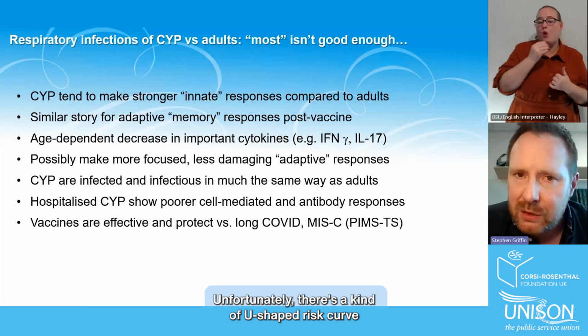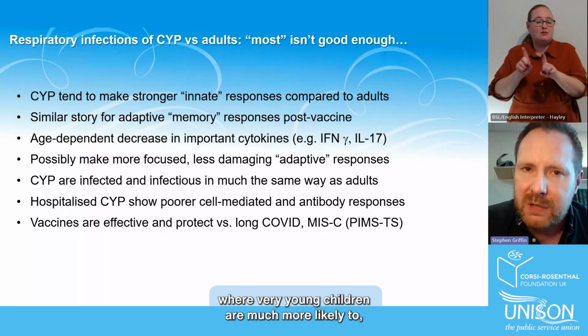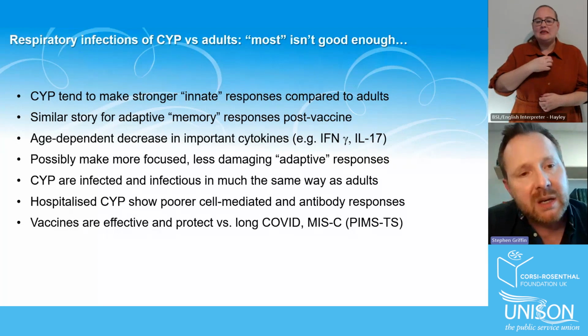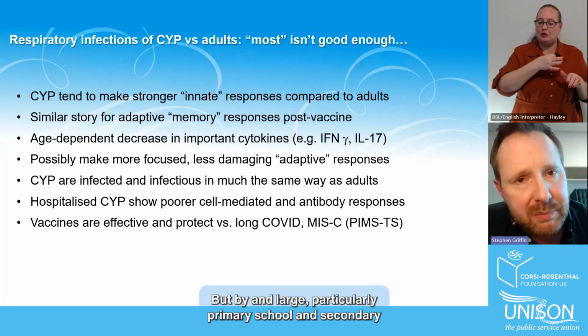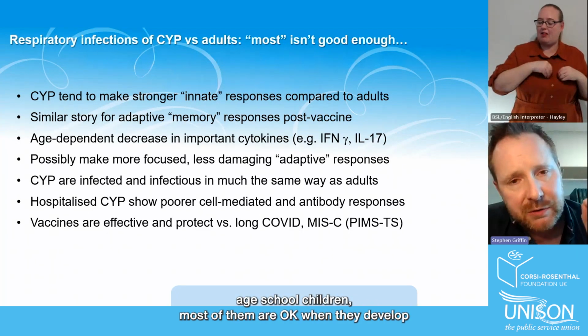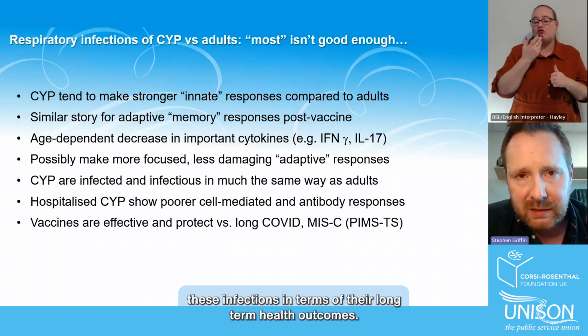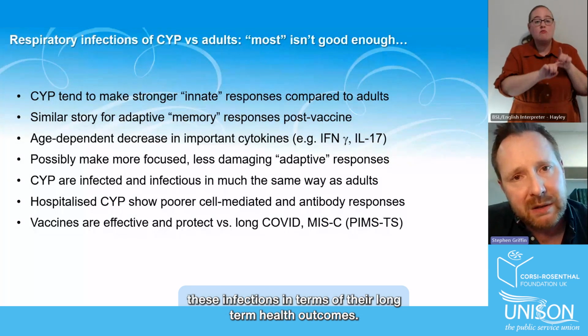Unfortunately, there's a kind of U-shaped risk curve where very young children are much more likely, in fact, as likely as middle-aged adults to develop these problems. But by and large, particularly primary school and secondary age school children, most of them are okay when they develop these infections in terms of their long-term health outcomes.